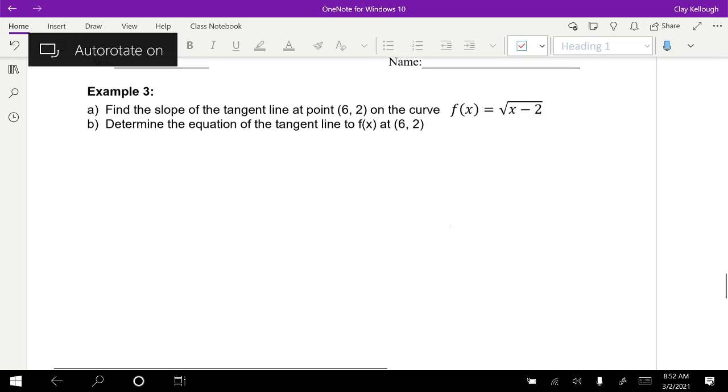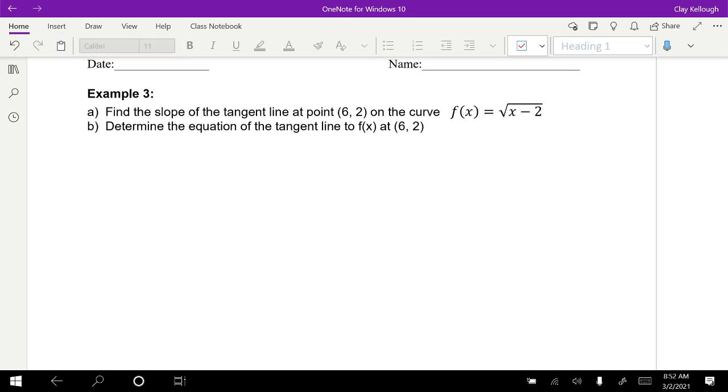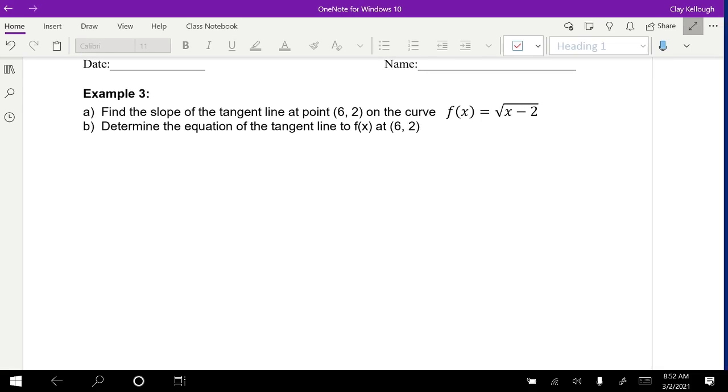Okay, first of all, let's double check and make sure the point's right. If x is 6, 6 minus 2 is 4, the square root of 4 is 2. Yep, that one works this time. All right, so let's use the formula.